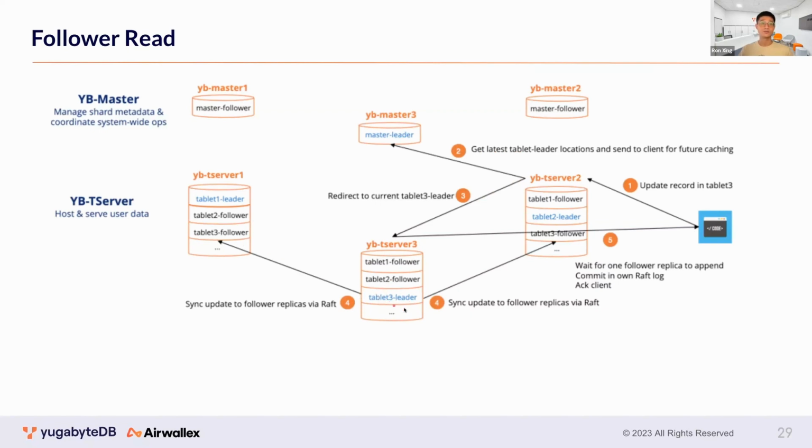Then it will sync the update to the two followers via Raft, right? Then it will wait until one of the follower replicas appends the commit in the log. Then it will tell the client. Only after the majority of the copies have been committed to the cluster will it tell the client your commit is successful. So you can see in the process that you need to go to the master service to get the metadata.